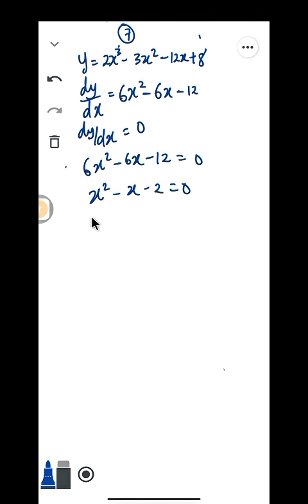And then we can now go ahead to factorize this. I believe at this stage as well everybody should be conversant with factorizing quadratic expressions. So if I factorize this, I should have (x minus 2)(x plus 1) equal to 0. And from this equation, we know that x is equal to 2 or x is equal to negative 1, because if I bring negative 2 here, I should have 2, and if I bring 1 here, I should have negative 1. So these are my critical values.